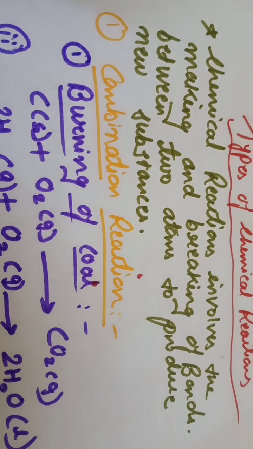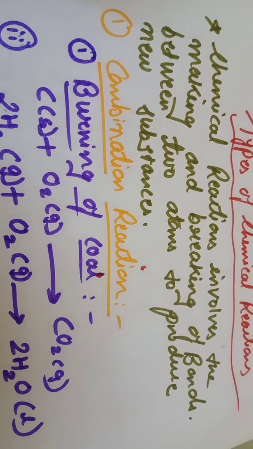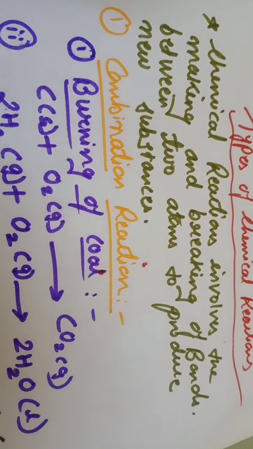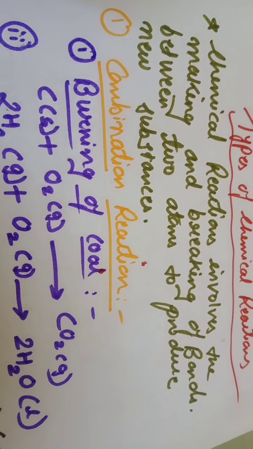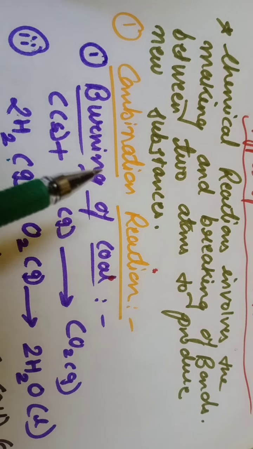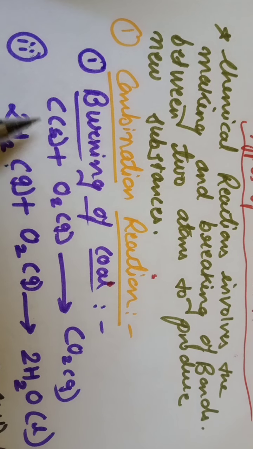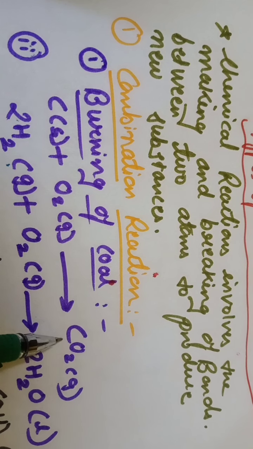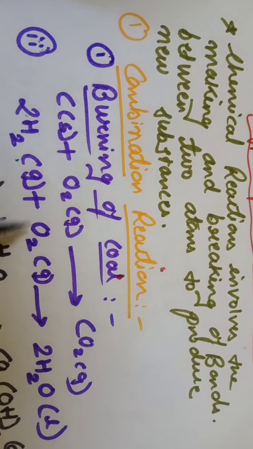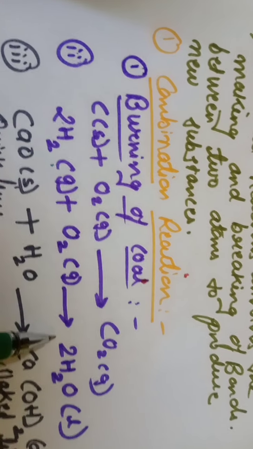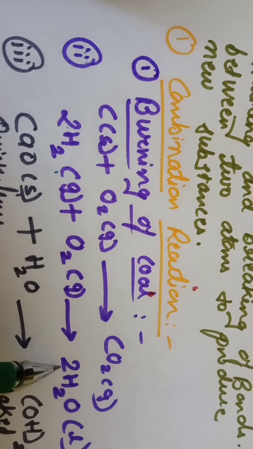First reaction is combination reaction. Note down, dear students. The reaction in which two or more reactants combine to form a single product is known as combination reaction. For example, here I have given burning of coal. Here carbon and oxygen, these are the two reactants which combine to form carbon dioxide. Next example is formation of water. Hydrogen and oxygen combine to form water. So this is also one type of combination reaction.